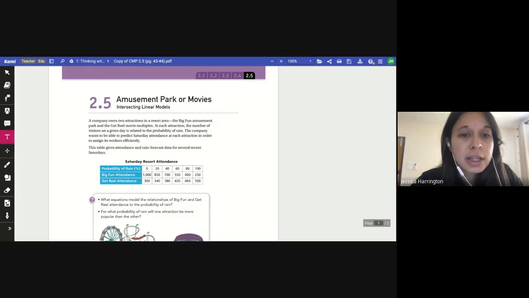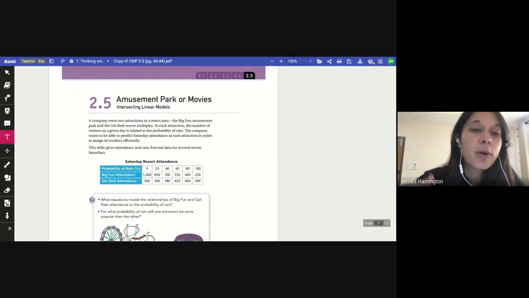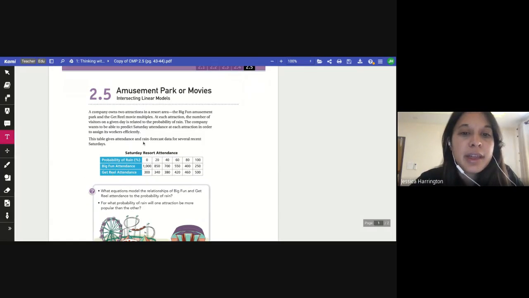The company wants to be able to predict Sunday or Saturday attendance at each attraction in order to assign its workers efficiently. So basically, they're trying to predict how many people will go to these things based on the probability or the chance of it raining. And then once they figure that out, that's how they tell them how many people to go work at the amusement park or how many people go work at the movie theater. Okay.